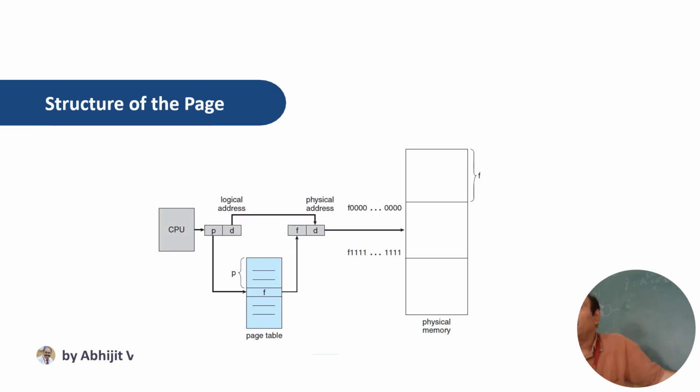Now I can show you diagrammatically how paging works. You have a page table here, you have a logical address, you have a physical address. This page table acts as an index of which process should start at which point. This page table gets connected to this, and you have the physical memory here. This is how paging works.